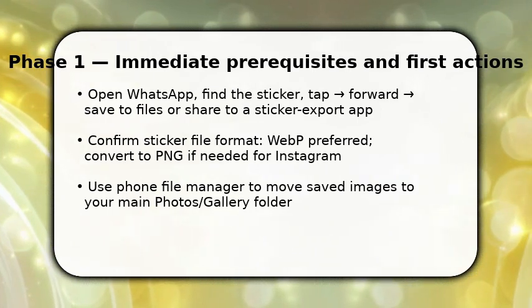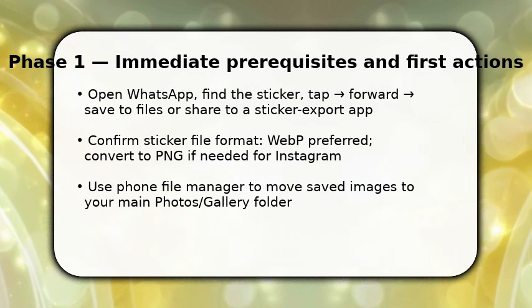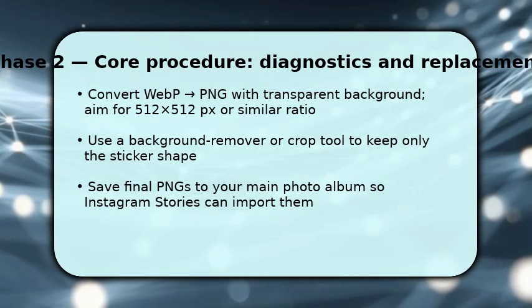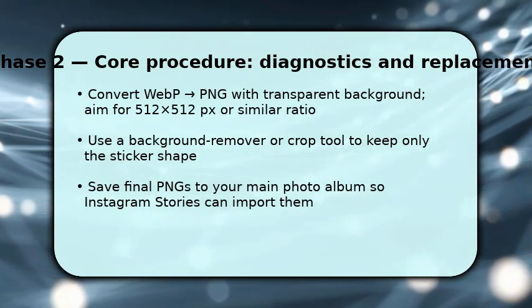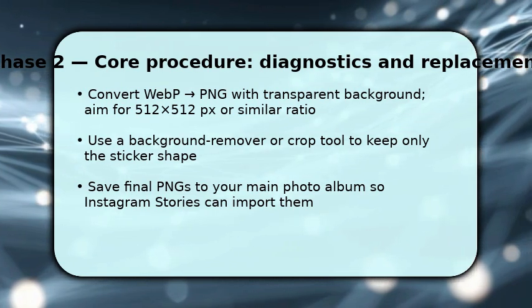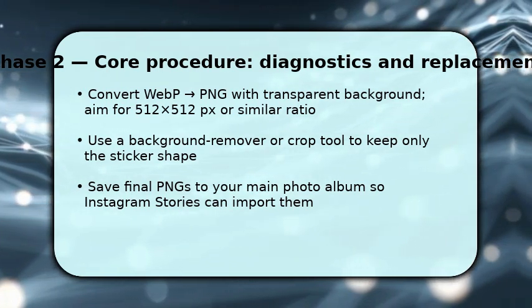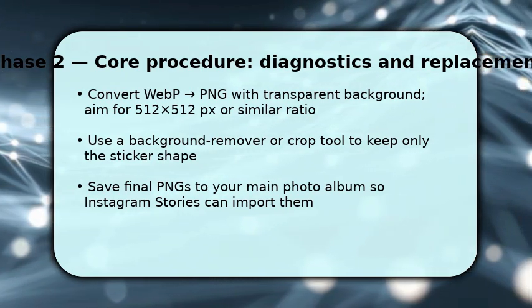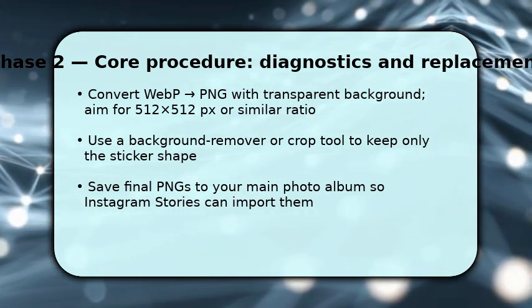Now you'll prepare each sticker image for Instagram. Convert WebP files to PNG so transparency is preserved. Aim for roughly 512 times 512 pixels to keep sharpness and avoid automatic compression. Once converted, remove any background. Use a background removal tool or manual eraser so the sticker sits cleanly over photos.